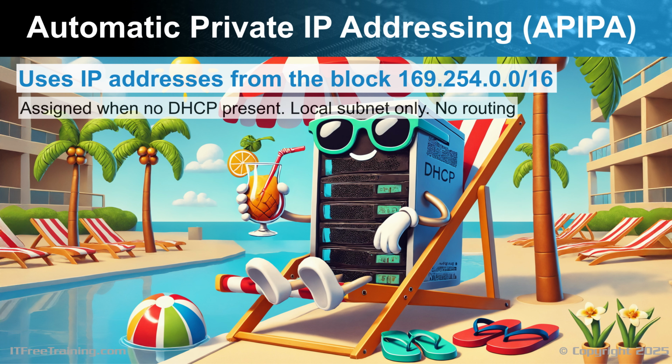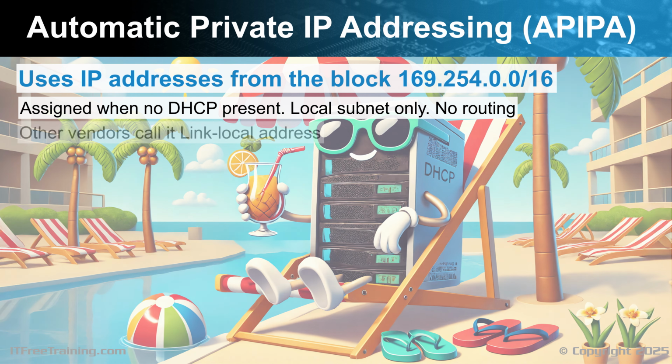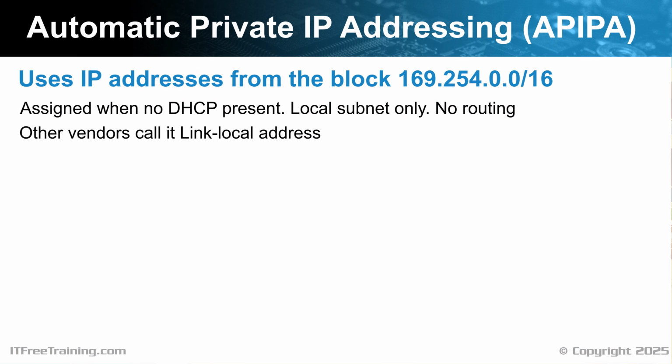These addresses will only be assigned when no DHCP server is present or not providing IP addresses. The addresses are valid on the local subnet only and thus do not support routing. On Windows, these addresses are called Automatic Private IP Addressing, or APIPA. Other vendors call it Link Local Addresses. If the device does not support it, the IP address will generally be set to all zeros.